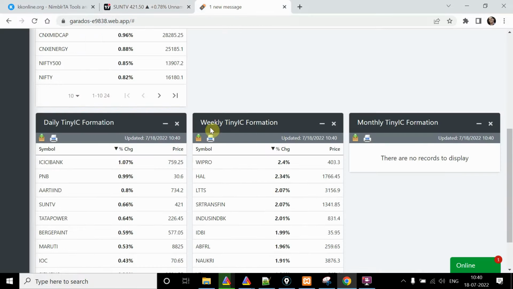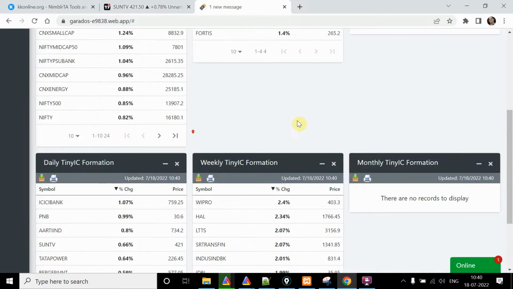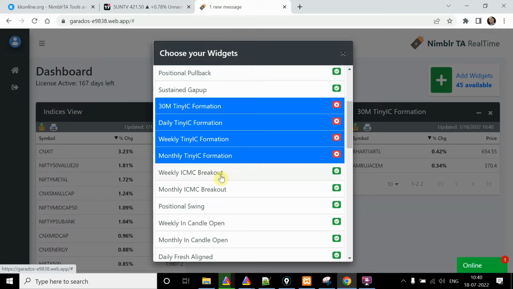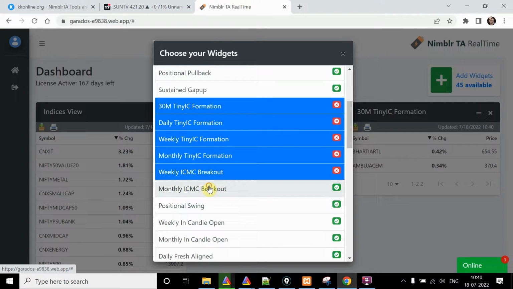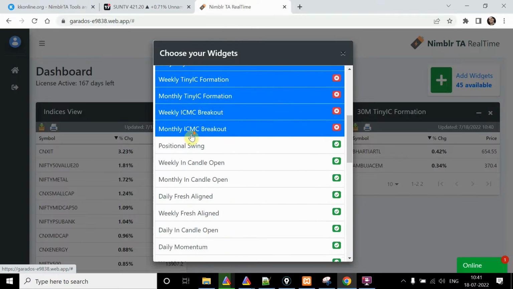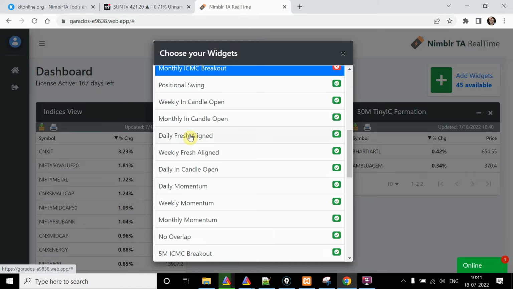Similarly, the TinyICs can be seen on weekly, monthly, daily, 30 minutes basis, and so on. So there are different combinations. Similarly, we can see where the weekly ICMC breakouts or monthly ICMC breakouts are being done. So this is basically one section where we are talking about the breakouts based on TinyIC and ICMC.